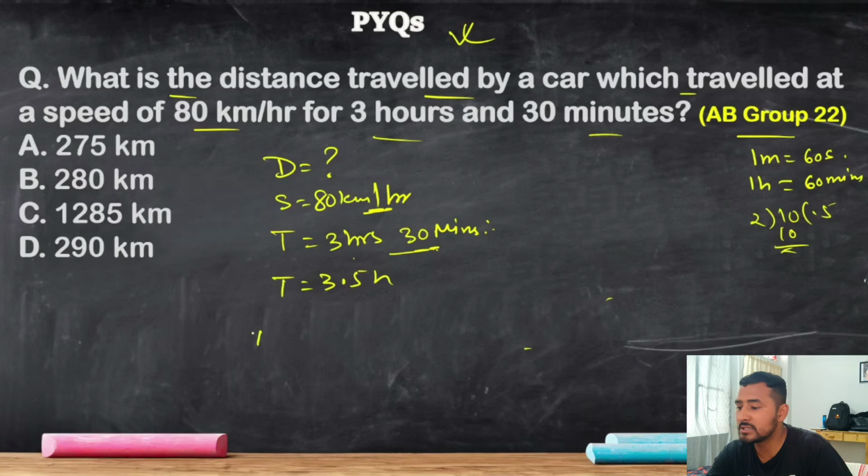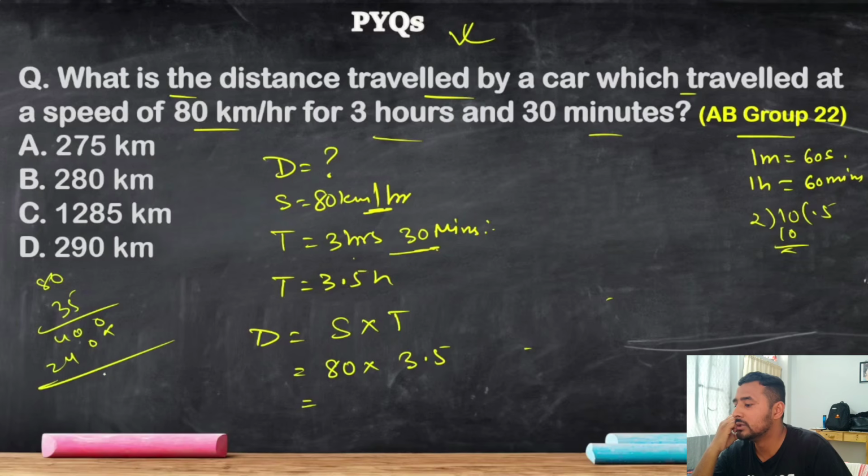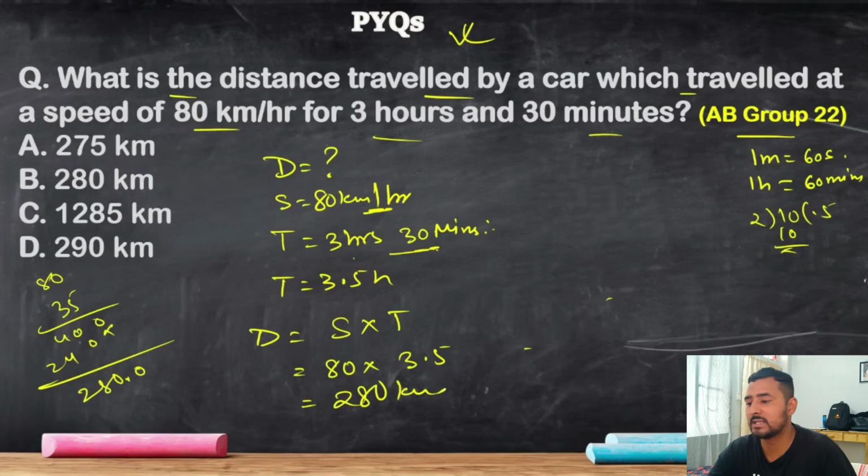So we know distance is speed into time. Put in the formula: 80 into 3.5. If you multiply 35 into 80, you get 2800. Since there's a decimal point, you just remove one 0. So you get 280 kilometers. I hope that's clear. The answer will be option number B.